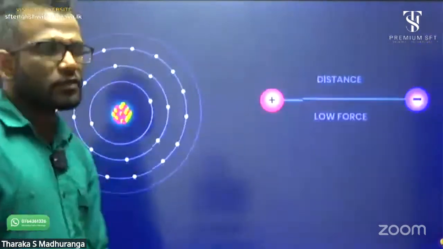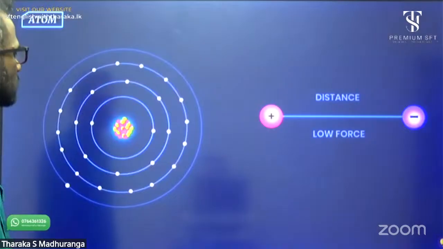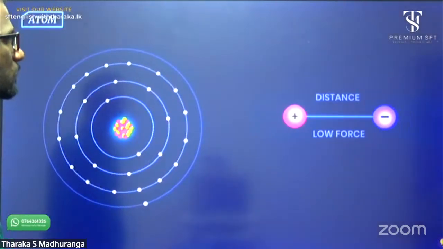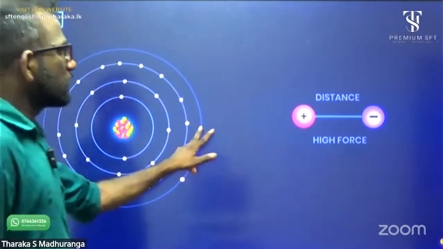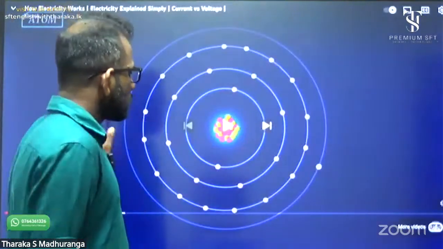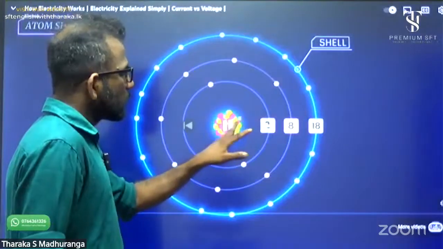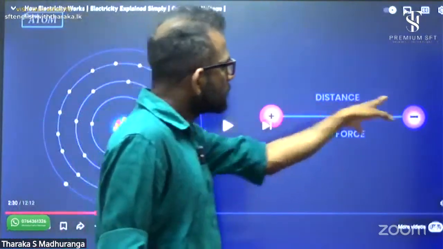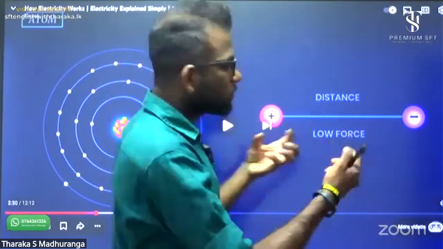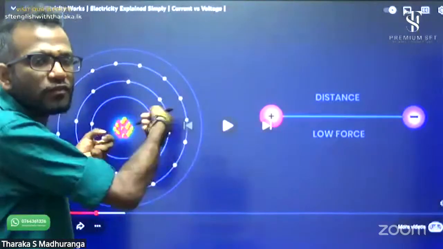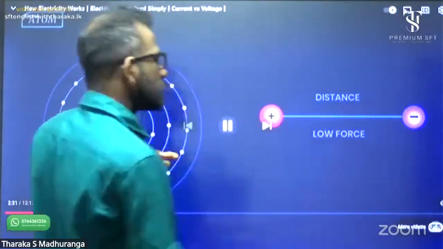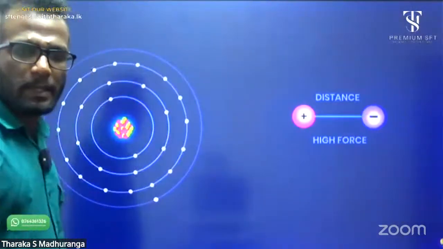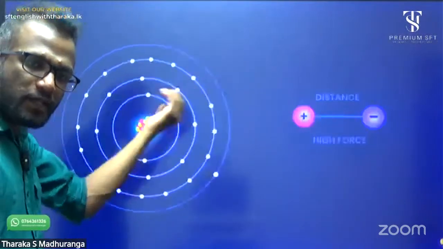We discussed that the amount of force acting on 2 charges depends on how far they are from each other. The closer 2 charges get, the greater the force becomes. High distance, low force. Low force means less attraction. When they come closer, the force becomes greater, meaning more attraction.